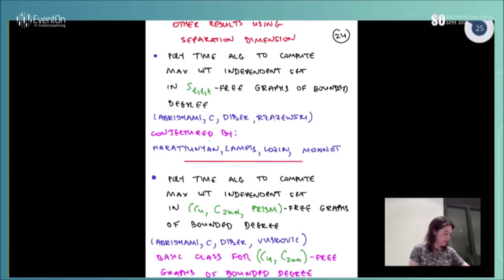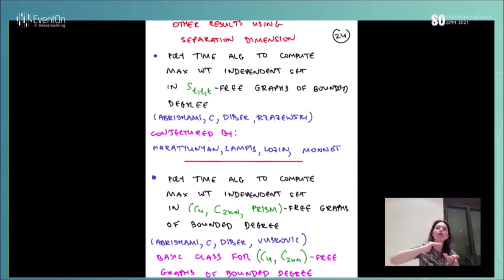Okay, so I have a little bit less than 5 minutes left. Let me just tell you briefly what else we can do using this method. And what do I mean by using this method? Noticing that there are some natural separations that can be partitioned into boundedly many laminar collections, right?